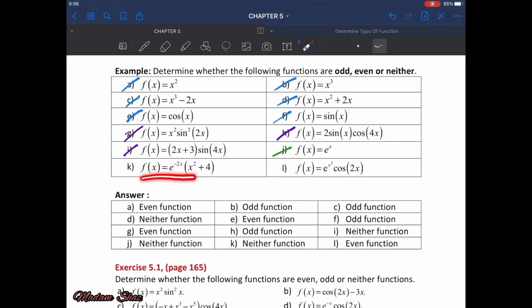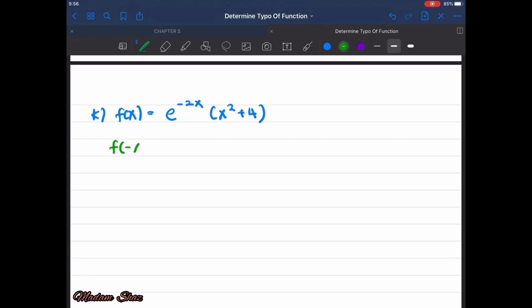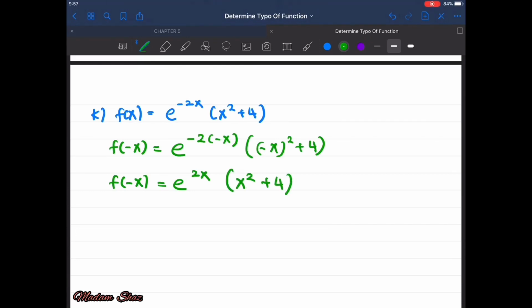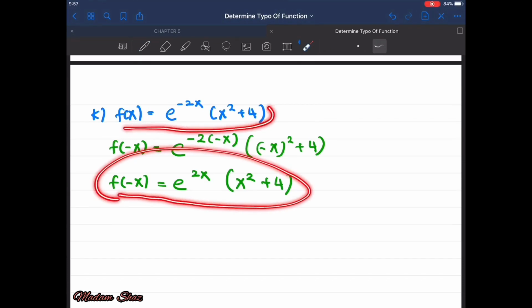Next example, f(x) is equal to e to the power of negative 2x multiplied with x squared plus 4. So first step, substitute x becomes negative x. So e to the power of negative 2x will become e to the power of negative 2 multiplied by negative x, multiplied by x squared, in brackets x squared plus 4. So now you have to simplify. Simplify from the front, negative 2 multiplied by negative x will become positive 2x. Negative x to the power of 2, the negative to the power of 2 will become positive x squared, in brackets plus 4.